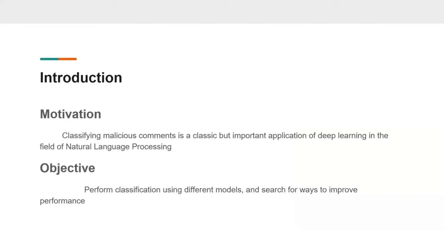What if deep learning can be used to automatically classify toxic comments so that they can be filtered? Not just toxic comments, but text classification in general has been a classic application of deep learning in the field of natural language processing. Our team has therefore decided to experiment with different models to see how effectively they can recognize comments and label them into different categories. We will also look for ways to improve the level of performance.